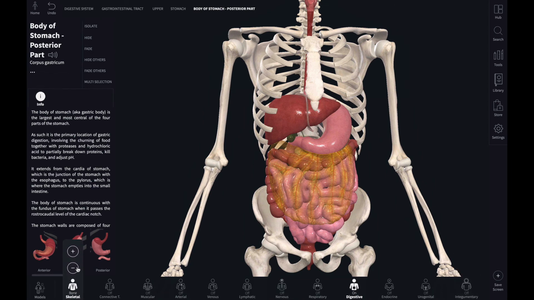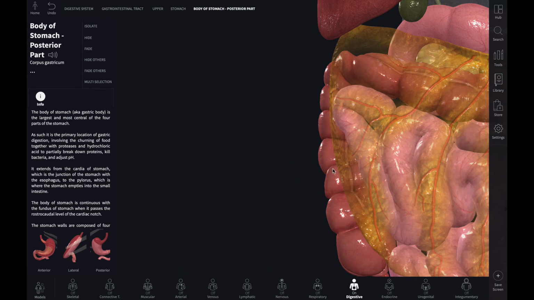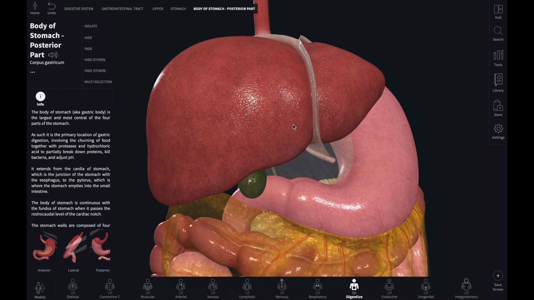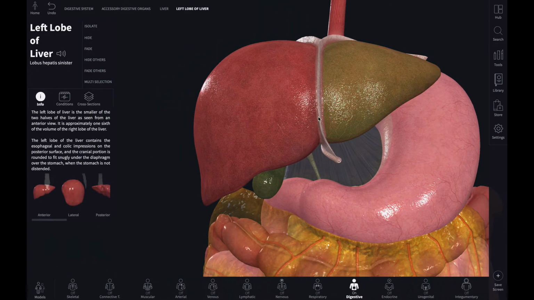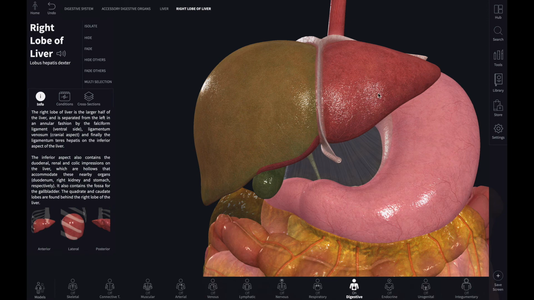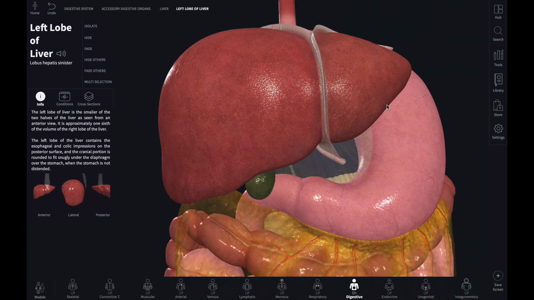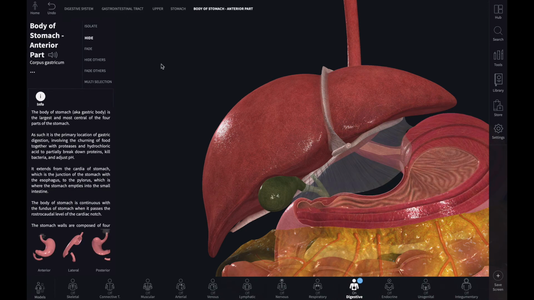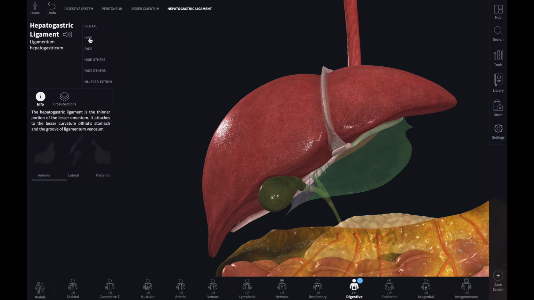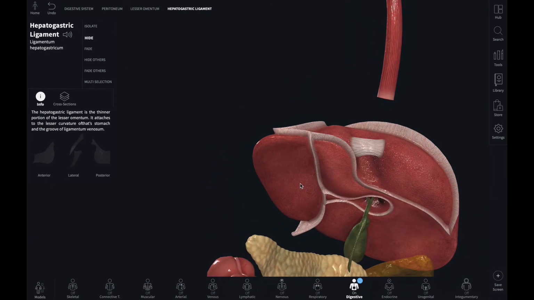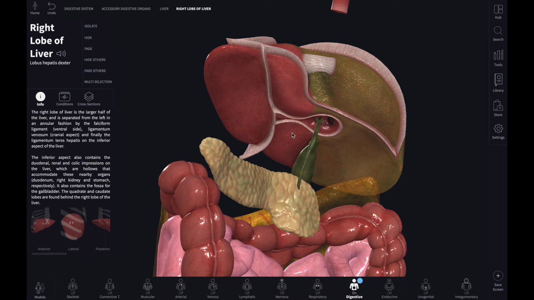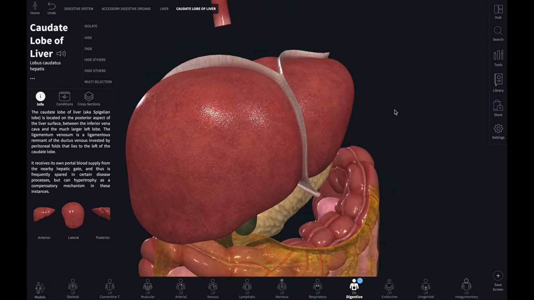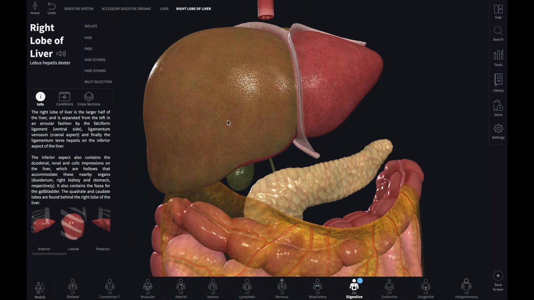So coming to the liver, the liver is a very interesting organ. As I told you, it has a lot of functions also. We will see that. Coming to the anatomy of the liver, it has 4 lobes. This is the right lobe, the largest one, and the left lobe. Then the caudate lobe and the quadrate lobe are present on the inferior surface. So I have turned it. This is the quadrate lobe and this is the caudate lobe. Okay, so you see, this is the right lobe.